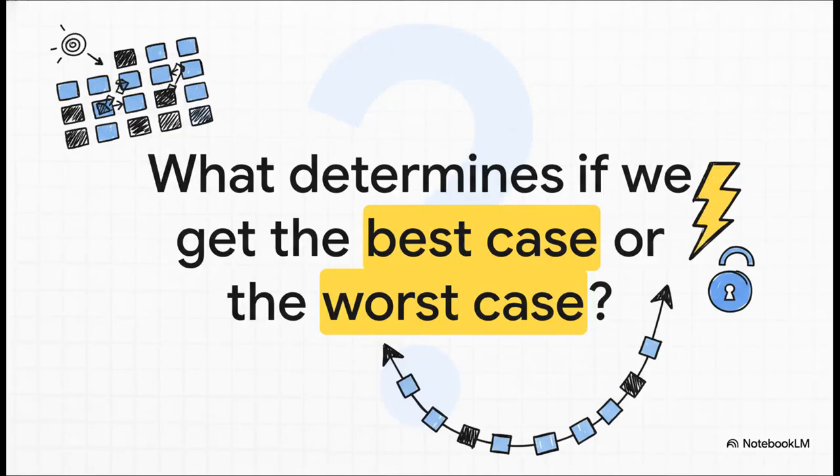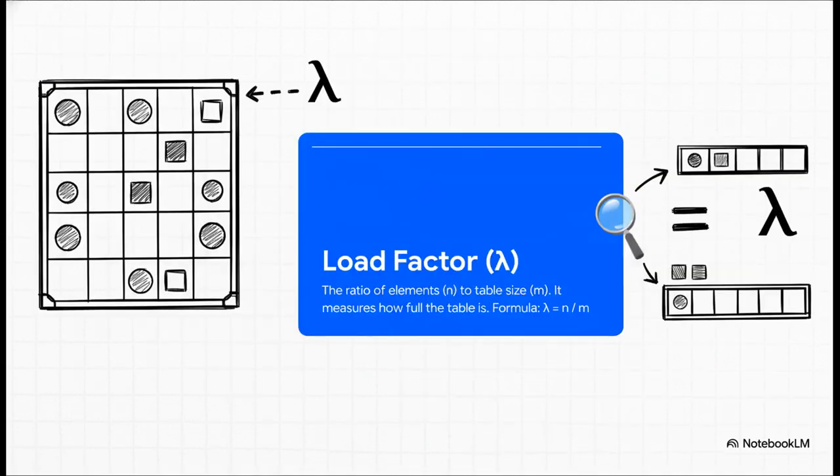This is the million-dollar question, isn't it? If O(1) is the dream and O(n) is the nightmare, what's the key factor that keeps us living the dream? Well, the answer comes down to one simple metric, the load factor. It's just a ratio, the number of things you've stored divided by the total number of slots available. Let's go back to that parking lot analogy. The load factor just tells you how full the lot is. Is it 10% full or 90% full? It's a critical health metric for our hash table.